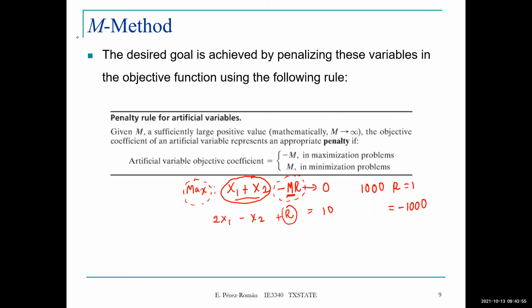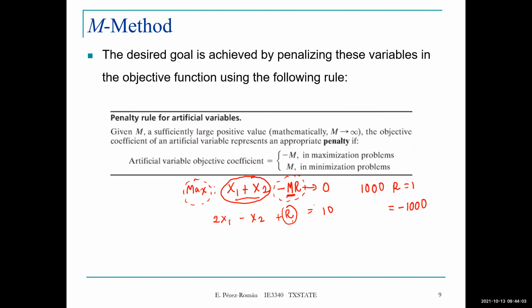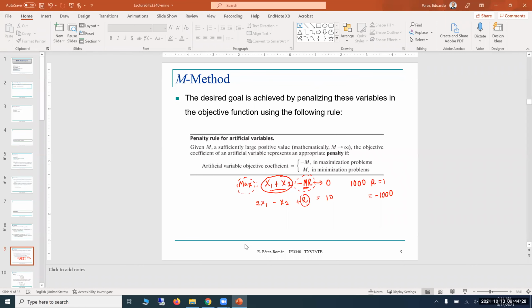Let me, I don't know why this is showing. Let me fix something really quick. I apologize. Those notes shouldn't be there. I think those are going to create more confusion. I'll fix this slide quickly.